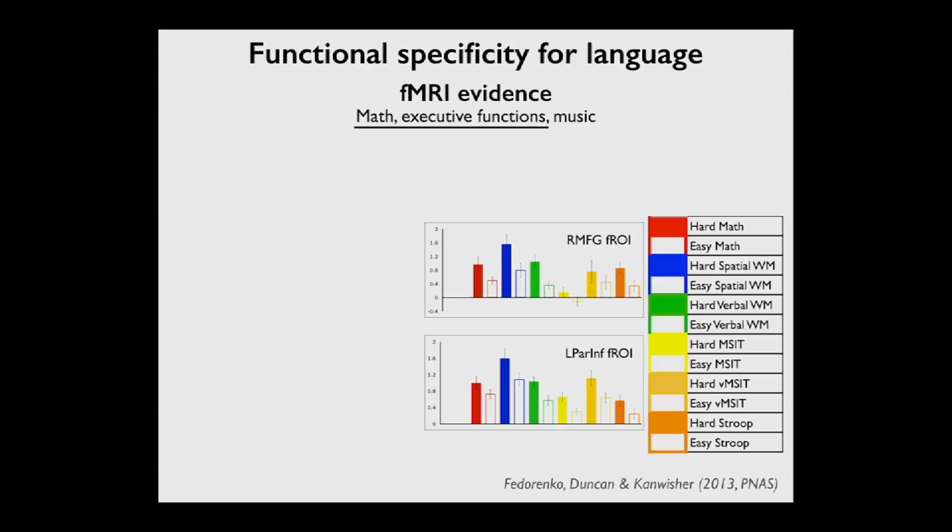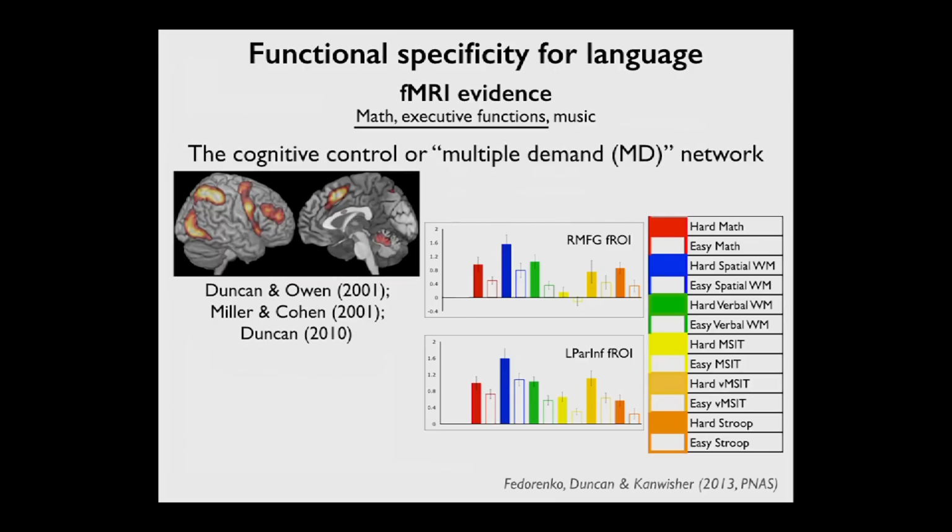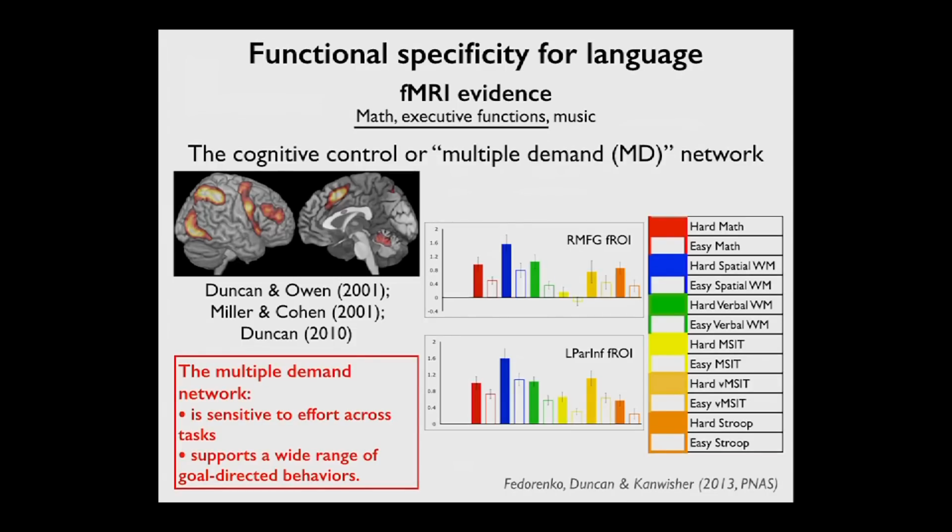For each task, we see robust responses, but also a stronger response to the harder than the easier condition across these various domains. These regions turn out to be part of this bilateral frontoparietal network, which is known in the literature by many names, including the cognitive control network or the multiple demand system, the latter term advanced by John Duncan, who wanted to highlight the notion that these regions are driven by many different kinds of cognitive demands. These regions appear to be sensitive to effort across tasks, and their activity has been linked to a variety of goal-directed behaviors.